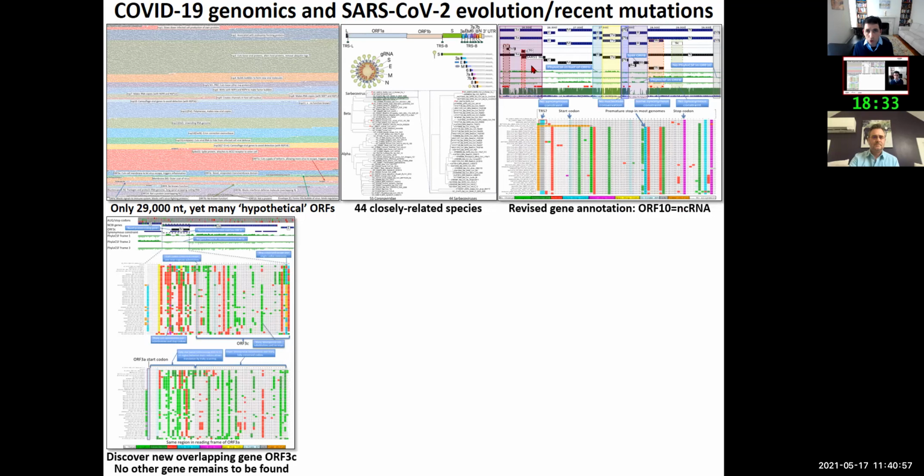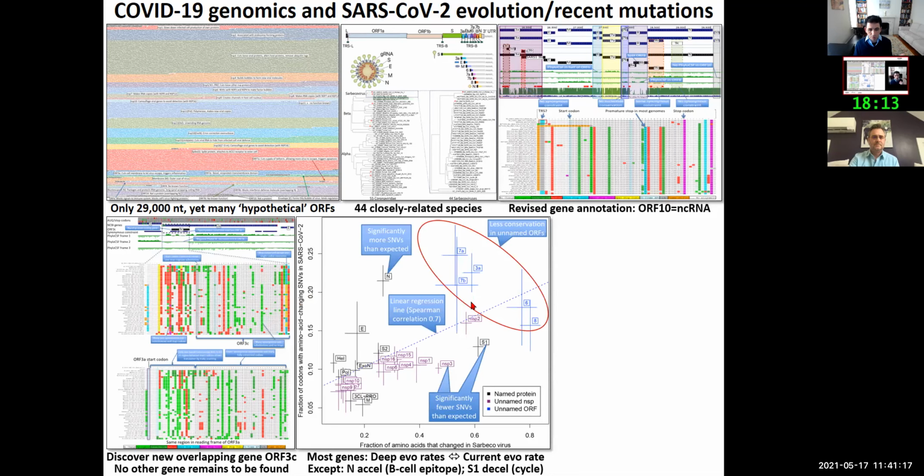By contrast, there's a new ORF here, ORF3C, which is overlapping in a different reading frame ORF3A, which we were able to predict as a new protein coding gene under dual selection, both in the ORF3A reading frame and in an alternate reading frame for ORF3C. We're able to use this comparative genomics also to look at how fast and how slow different genes are mutating in the current pandemic and across the massive evolutionary timescale that our 44 sarbecovirus genomes are spanning.